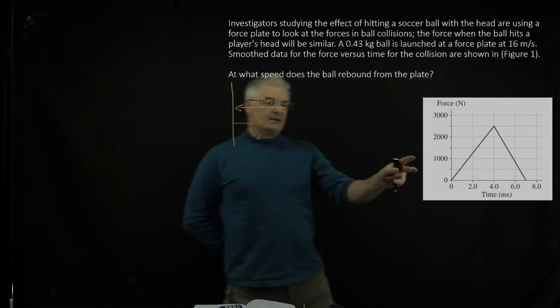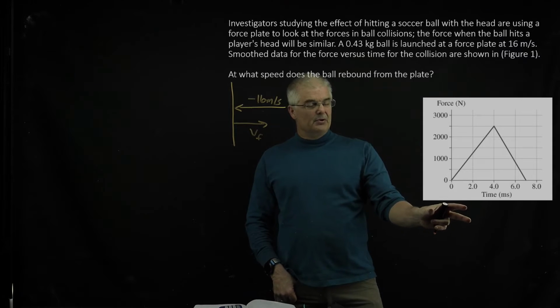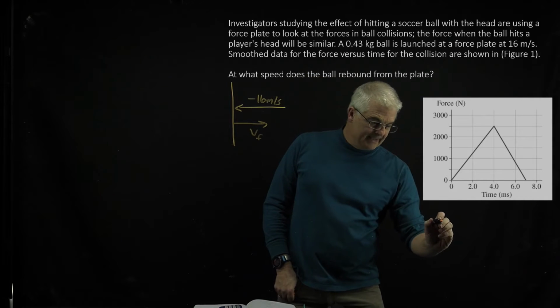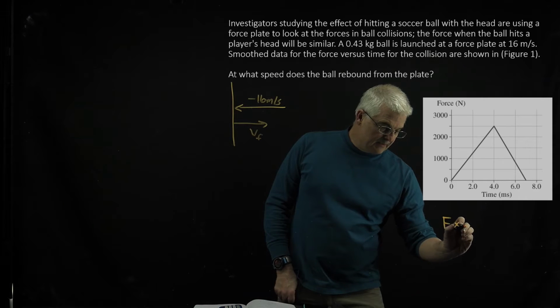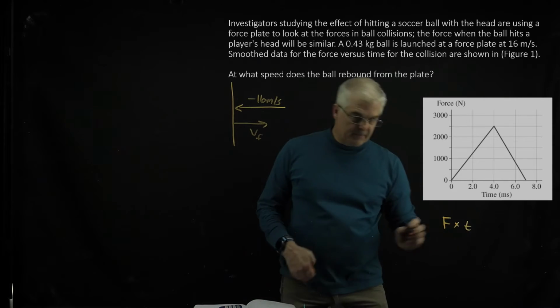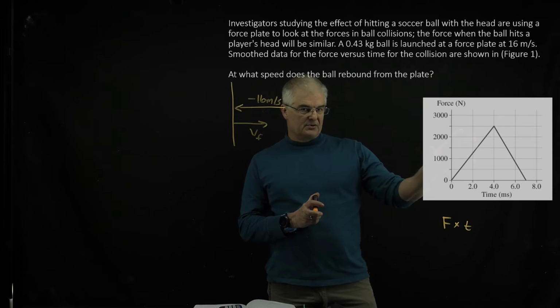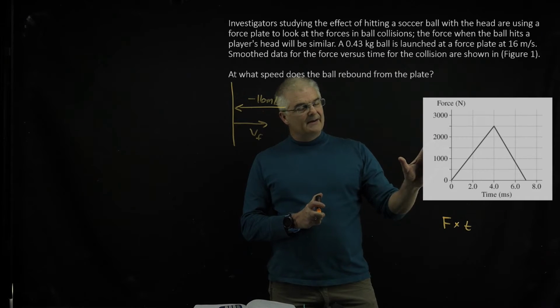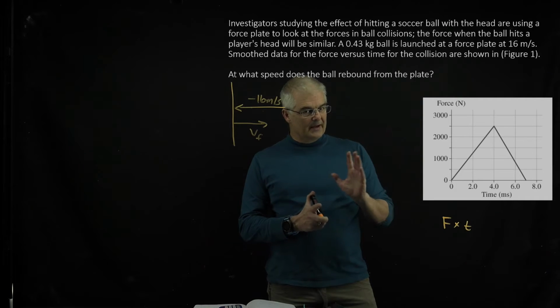Now, the other thing that's important to understand is when you look at this graph, you want to figure out what the impulse is on this. And if you recall, impulse is going to be the force times the time. But we need to find the total amount of impulse from this graph. And from this graph, it's actually the area under the curve. All right, so we have a triangle.